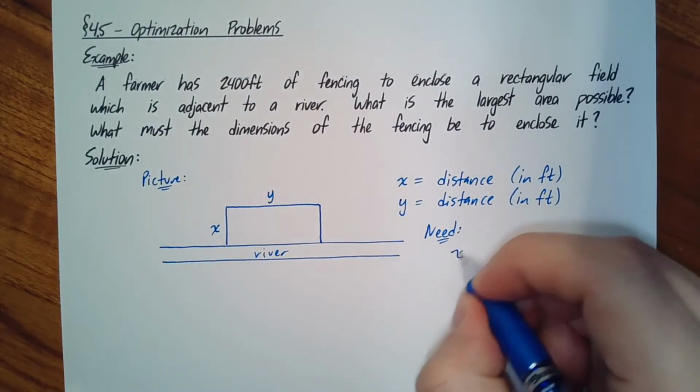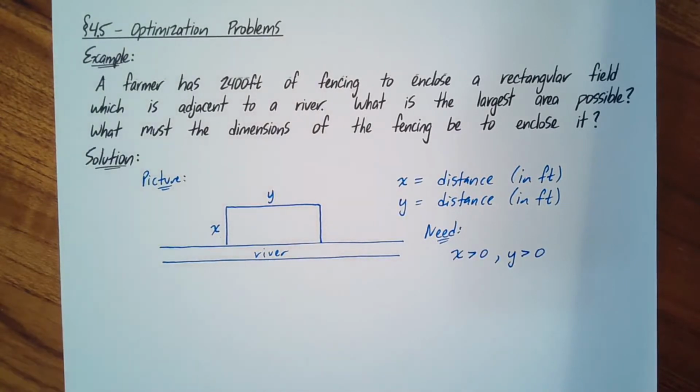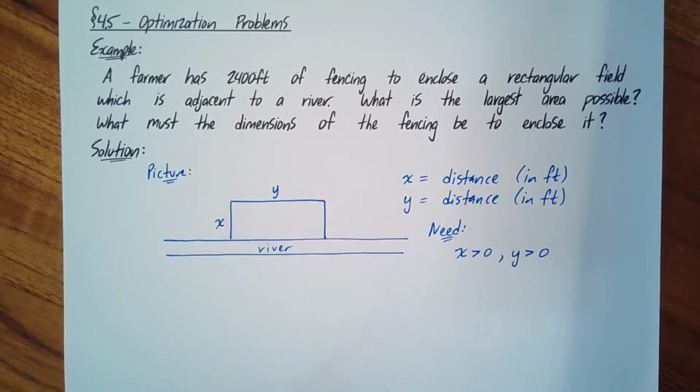So we need both x and y to be positive. I refer to that as the domain of consideration. We're only considering potential solutions to this problem that satisfy these two inequalities. So we need x and y both to be positive, so we really truly do have a rectangular field.